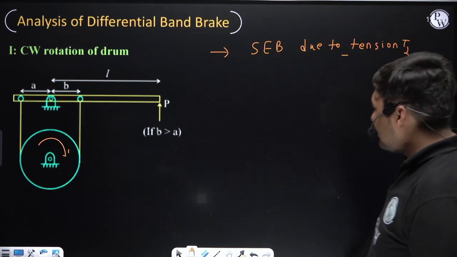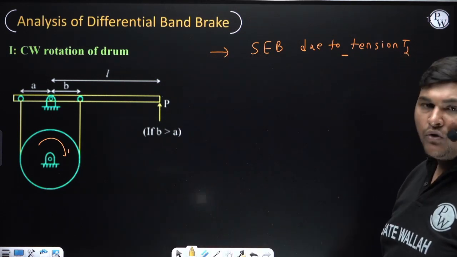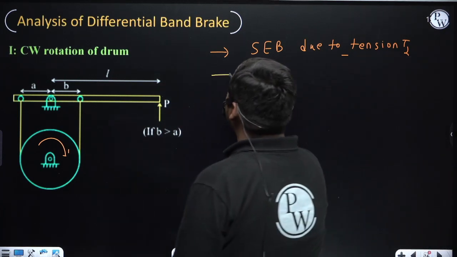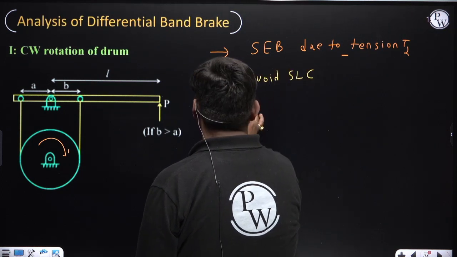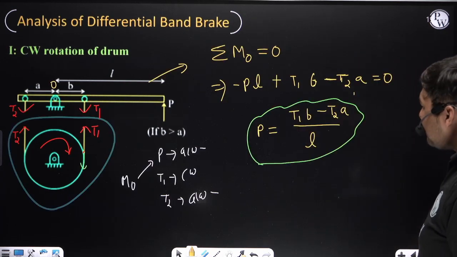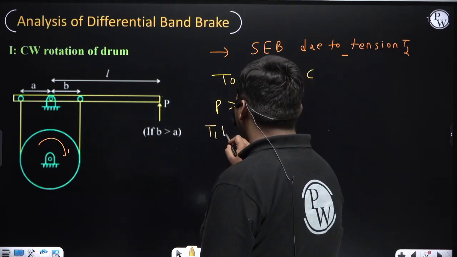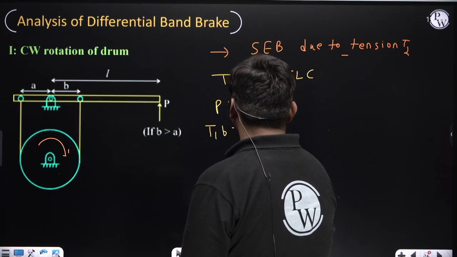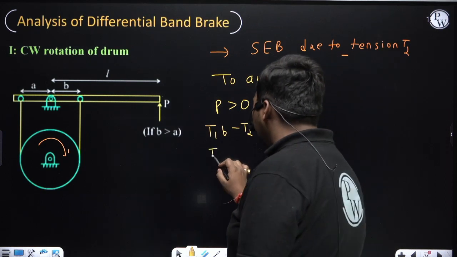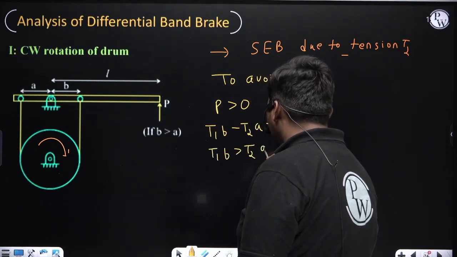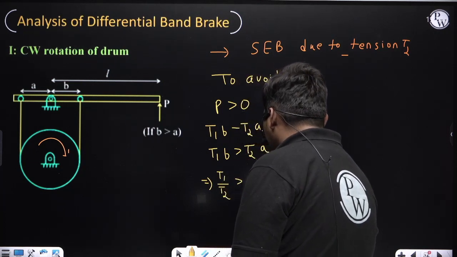Now since it is self-energizing, it can go into self-locking condition also, or it cannot. If we want to avoid self-locking condition, what do we need to ensure? To avoid self-locking condition, P must be greater than 0. Now to ensure P is greater than 0, this above part should be greater than 0. Means to ensure P is greater than 0, T1B minus T2A must be greater than 0. From this you can derive T1B must be greater than T2A. From this you can conclude that T1 by T2 must be greater than A by B.